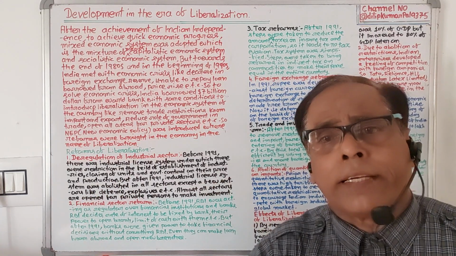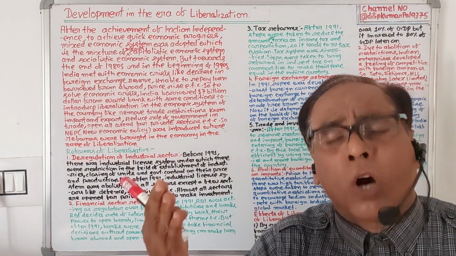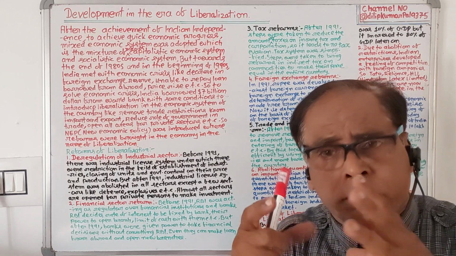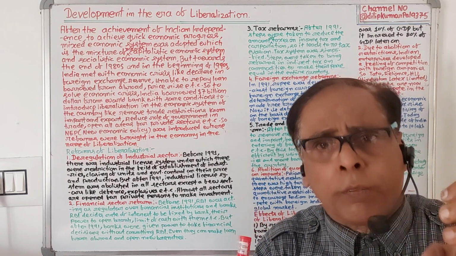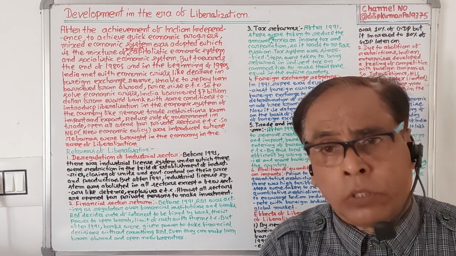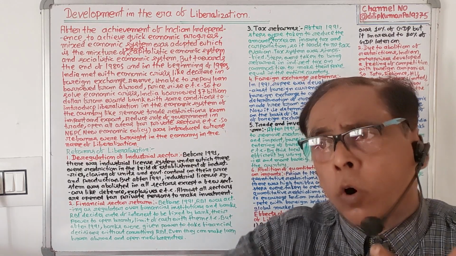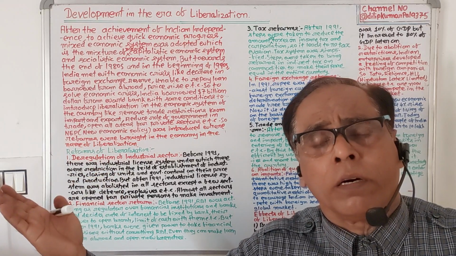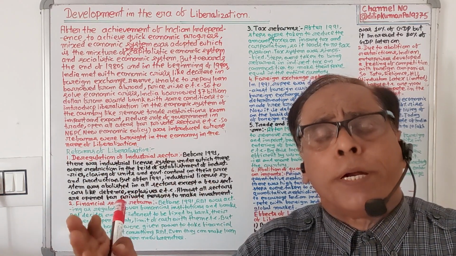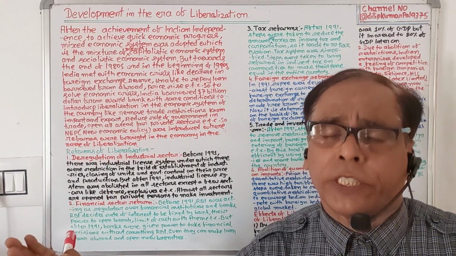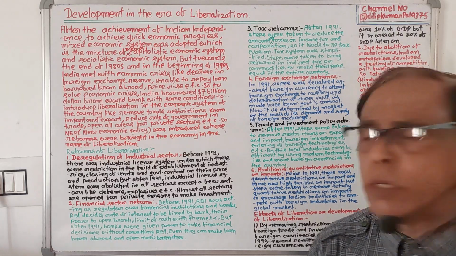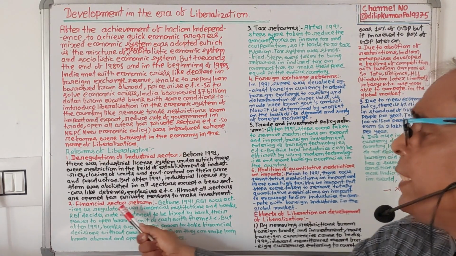It means there was no need to get permission of the government to open up an industry, except some few sectors like atomic energy, defense, drugs. Almost all sectors were open for all. There was no control of the government over any type of industries. So there was deregulation of the industrial sector. Number two, financial sector reform.